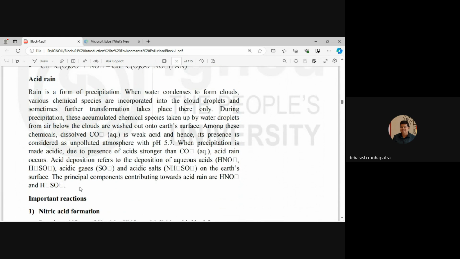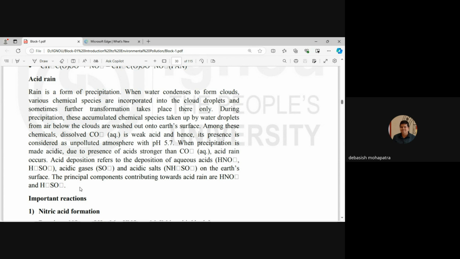Then acid rain. Rain in the form of precipitation. When water condenses to form clouds, various chemical species are incorporated into the cloud droplets and sometimes further transformed. Transformation takes place there only. So during precipitation, these accumulated chemical species are taken up by water droplets from the air below the cloud and washed out onto the Earth's surface.